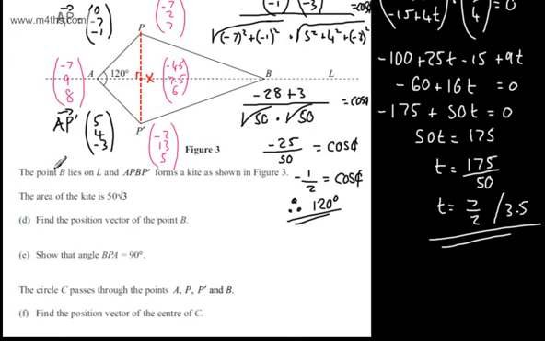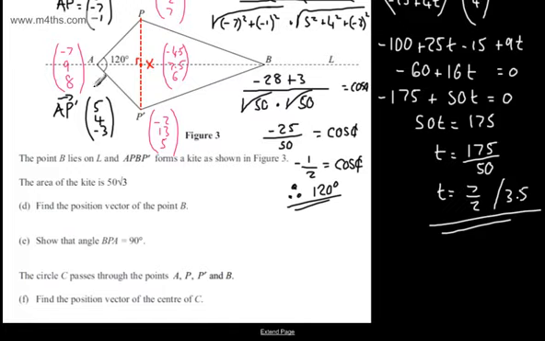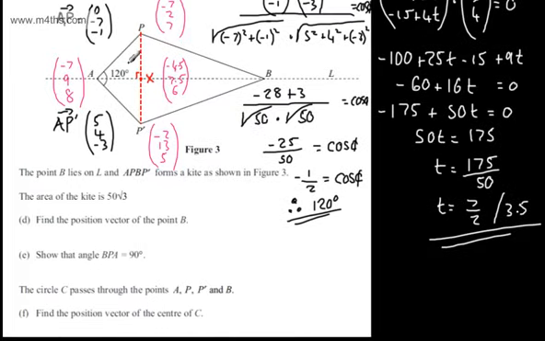We're told the point B lies on L and AP, BP dash forms a kite as shown in figure 3. The area of a kite is 50 root 3. In part D, we're asked to find the position vector of the point B. Okay, let's now move on. I'm going to move on to a fresh page so we can work with this.